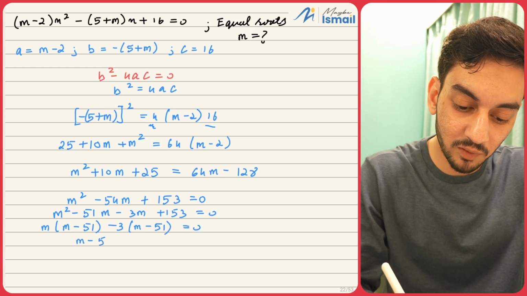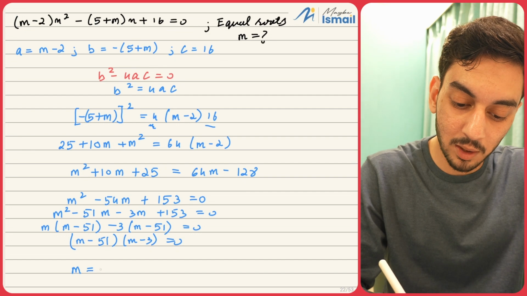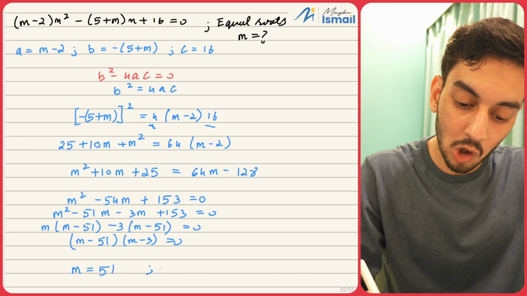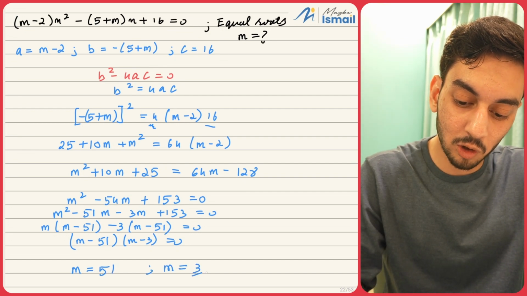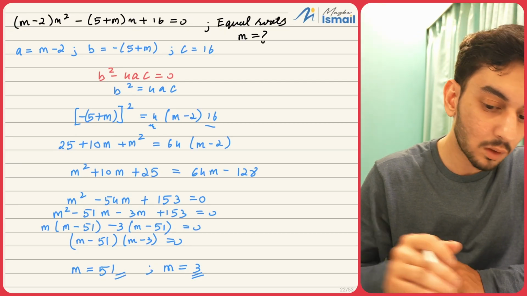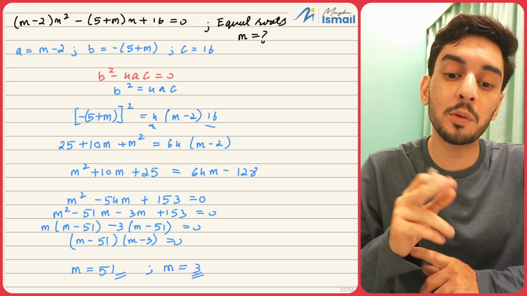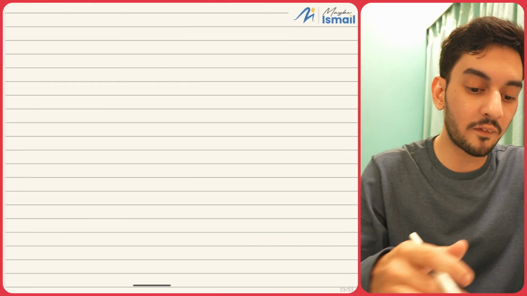Hence m minus 51 times m minus 3 is equal to 0. From here I can say that m is either equal to 51 or m is equal to 3. Those are my two values of m which were required from this question. Okay. Let us move ahead to the same exact question, but this time it won't be equal roots. So I'll have to use a different condition for it.